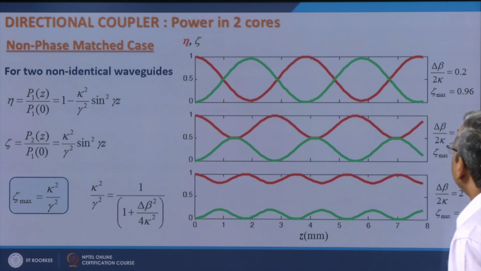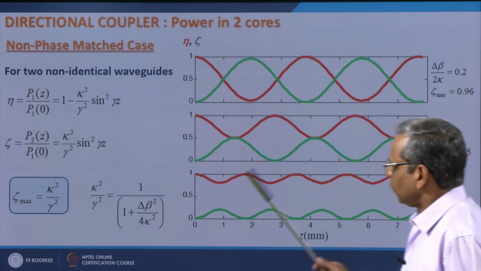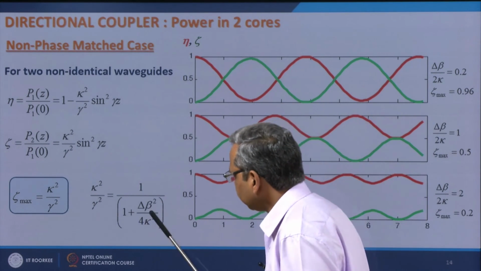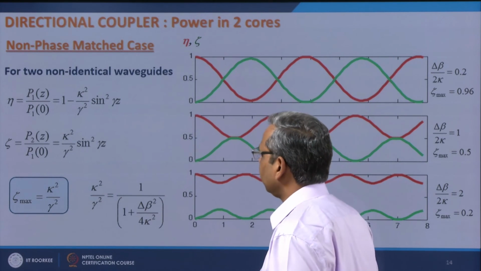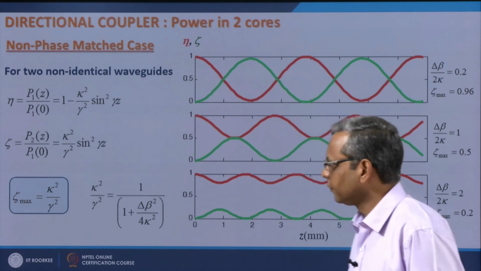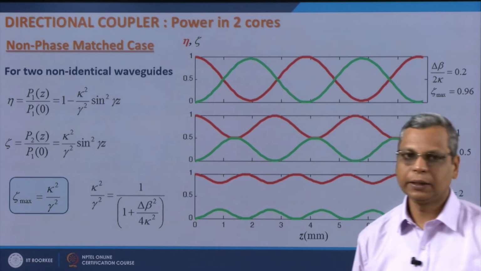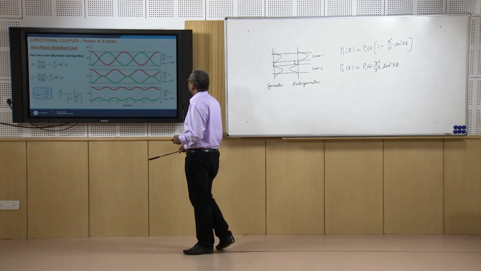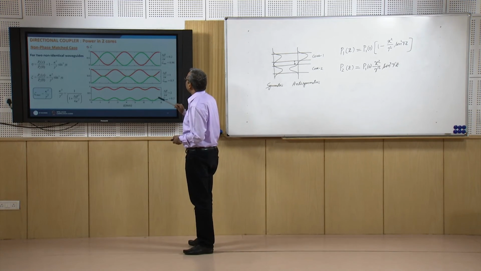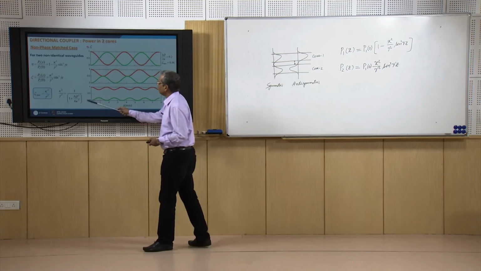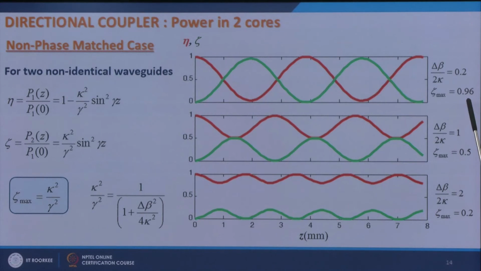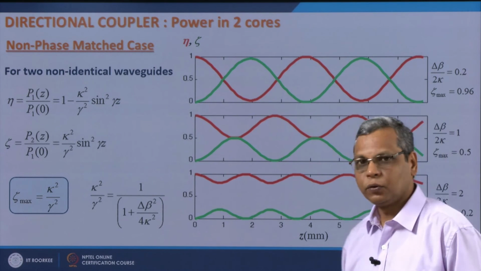Since delta beta over 2 kappa whole square is always positive, and here it is 1 plus this thing, this kappa square over gamma square will always be less than 1. So, I cannot have 100% coupling from one core to another core. Let us see how much we can have. If I have delta beta over 2 kappa equal to 0.2, I put it here, then zeta max comes out to be 0.96, that is 96% power can be coupled from core 1 to core 2.